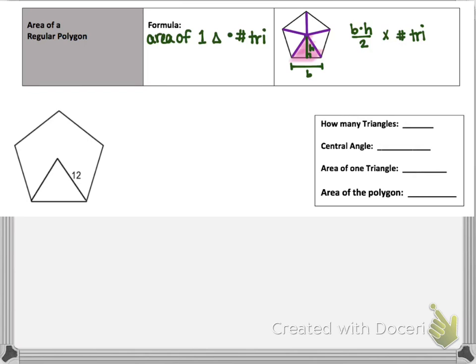So let's go ahead and take a look at our first guy. He is a pentagon, and pentagons have 5 sides. So in a 5-sided polygon, we will have 5 triangles inside of there. And to find the central angle, we will take 360 and divide by the number of triangles that I have, or the number of sides I have, which is 5. And then 360 divided by 5 is going to leave me with 72 degrees for that central angle. So from one radius to the other, that angle is going to be 72 degrees.